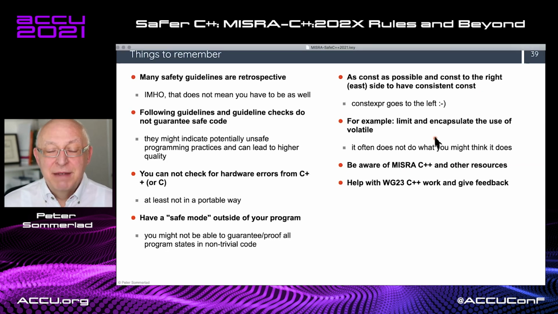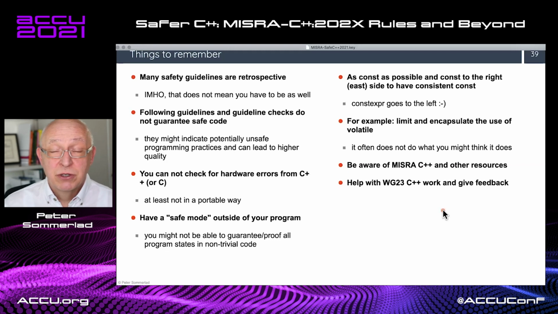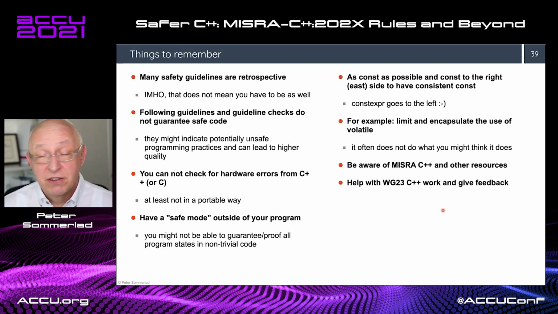And limit and encapsulate the use of volatile if you're in a hardware-near system, and be aware of the resources that allow you to check for vulnerabilities. Use static analysis tools. Some are available for free, some need licenses, but don't be shy to convince your superiors to buy them for you or spend the money yourself. And please help with the work. There will be a round of MISRA-C++ guideline feedback, or several rounds of that. So if you're in that domain, please give us feedback to help improve our work, as you should ask for feedback for your own code.